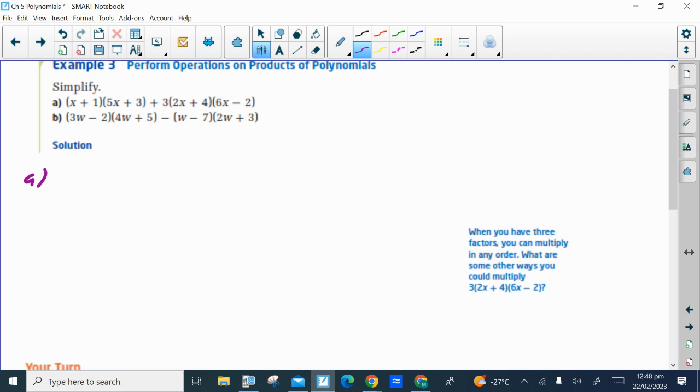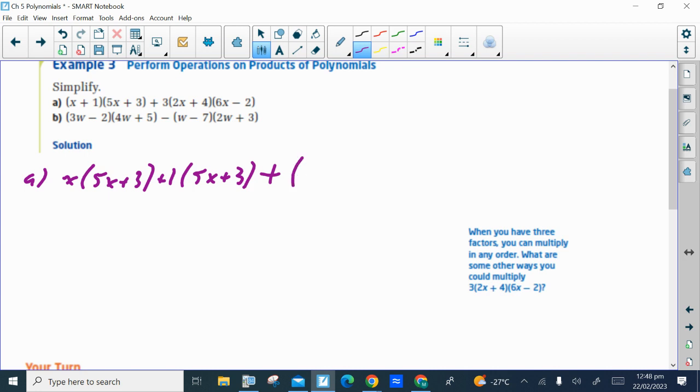So for question A, using distributive property, I'm going to multiply the binomials together. So that's what that shows. That shows me multiplying x plus 1 by the 5x plus 3. Now for the second part of this, you have three things that are being multiplied together. And when you multiply, you just go left to right. So what that means is I would multiply the 2x plus 4 by the 3.